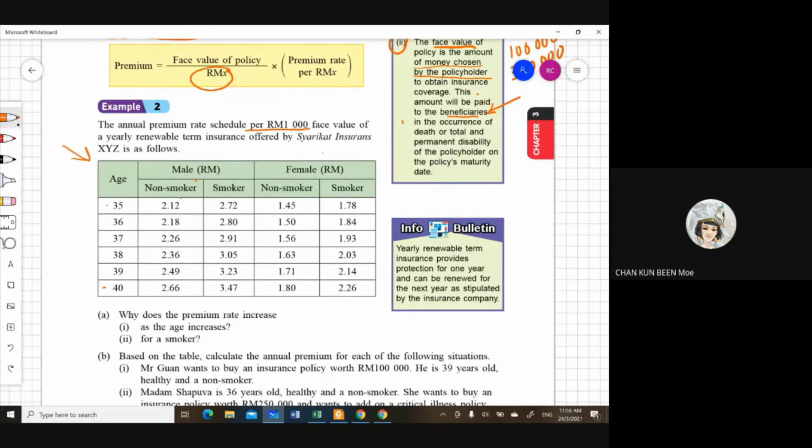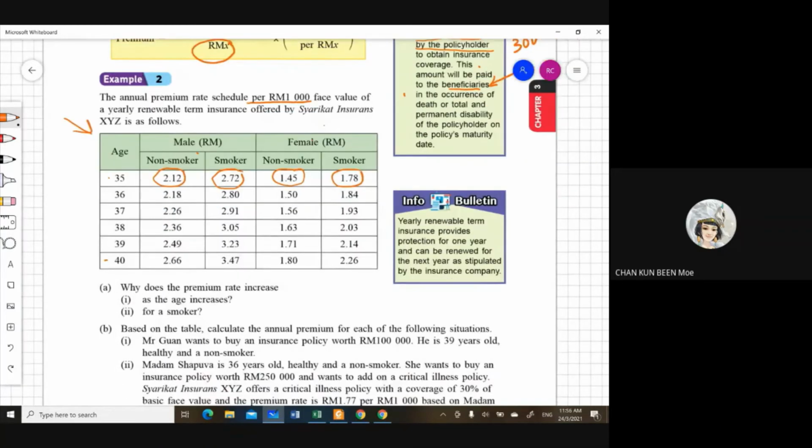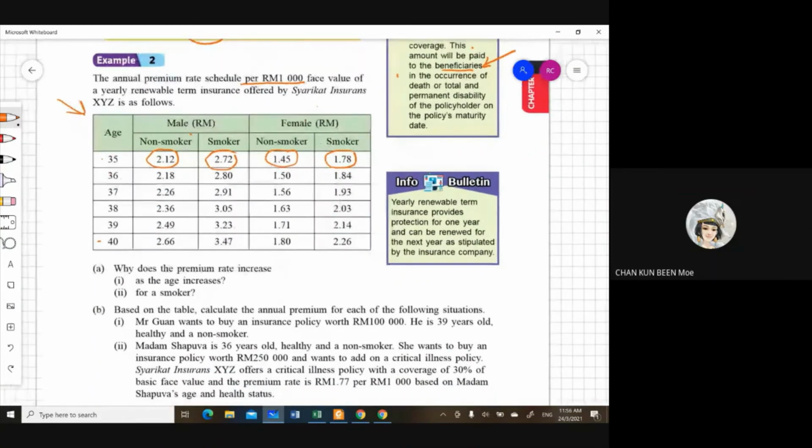For a male non-smoker it is 2.12. For a male smoker it is 2.72, which is higher. Whereas for female, age 35, it is 1.45 for non-smoker and then 1.78 for smoker. Okay, now let us see the question given here. Why does the premium rate increase as the age increases?